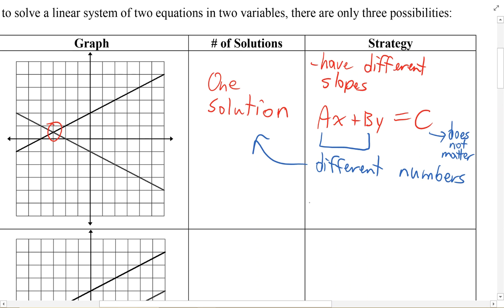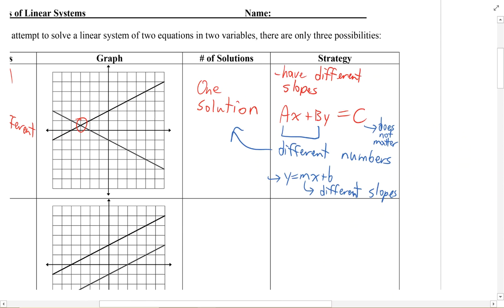Okay, now the other thing you could do is you could turn it into y equals mx plus b. And then you could compare slopes. Okay, this would have to be different slopes. So as long as you have different slopes, c doesn't matter. Your lines will cross once and only once.